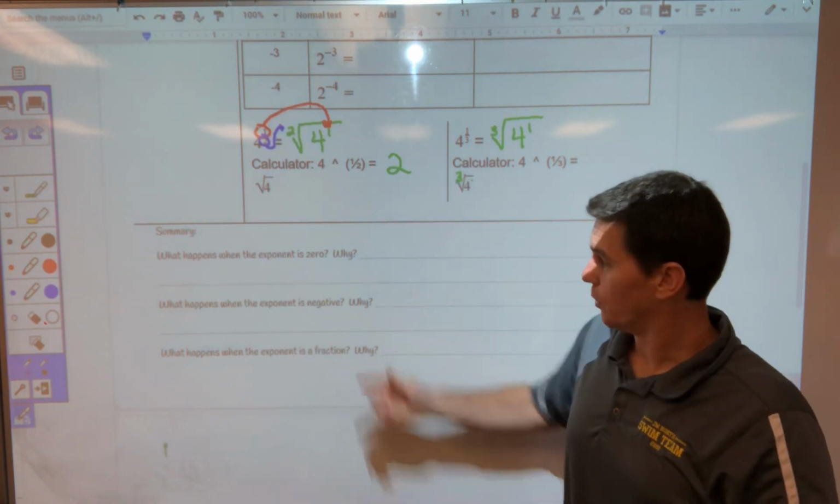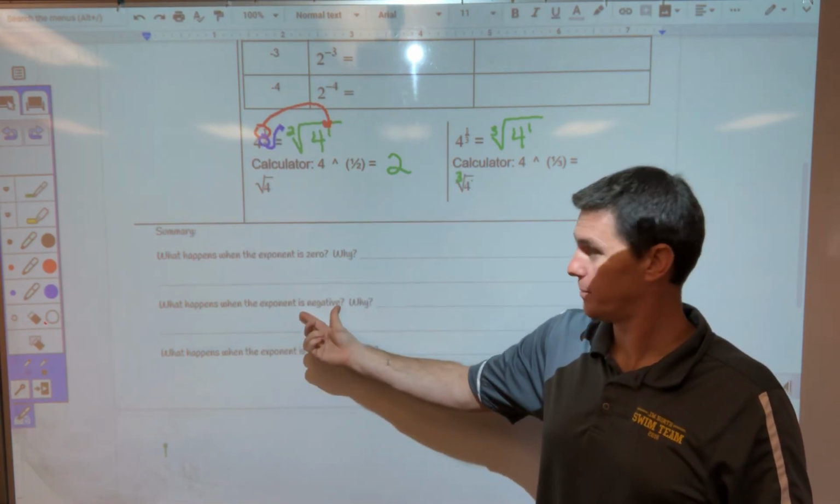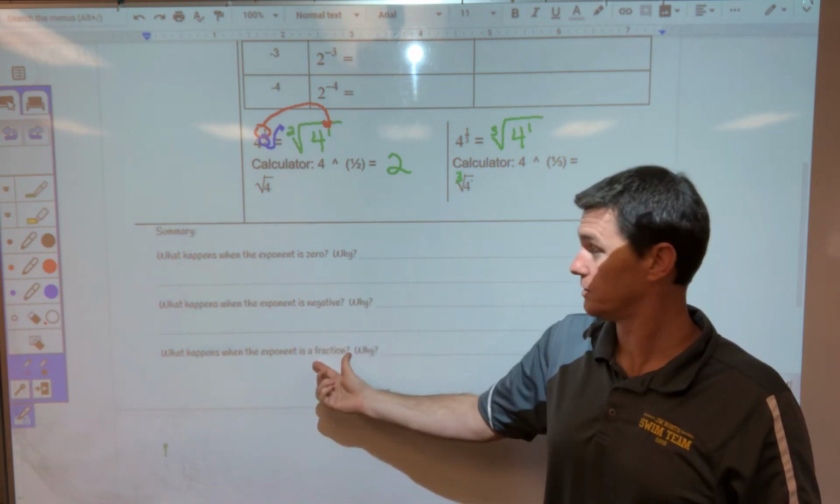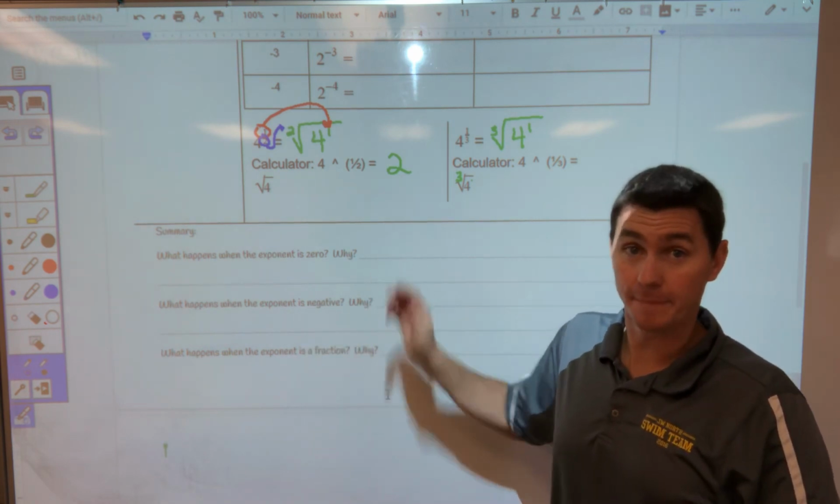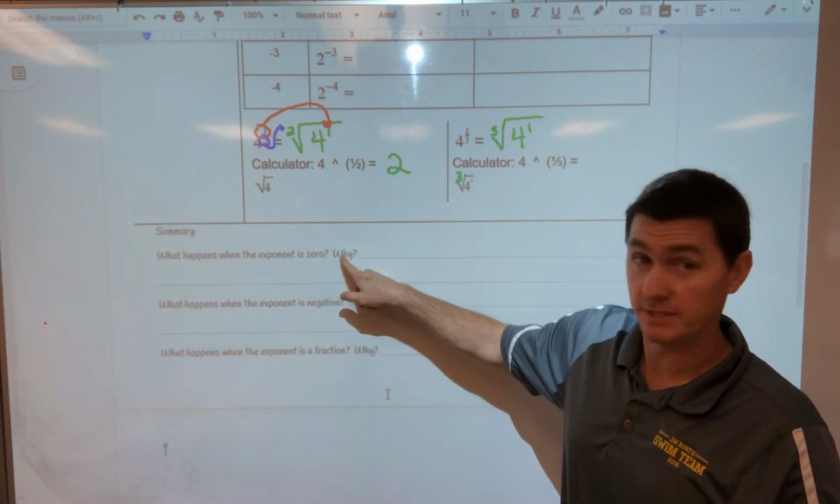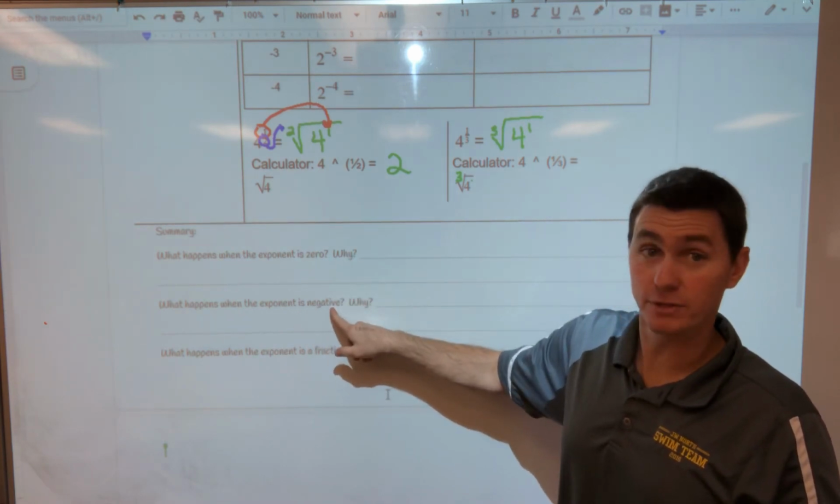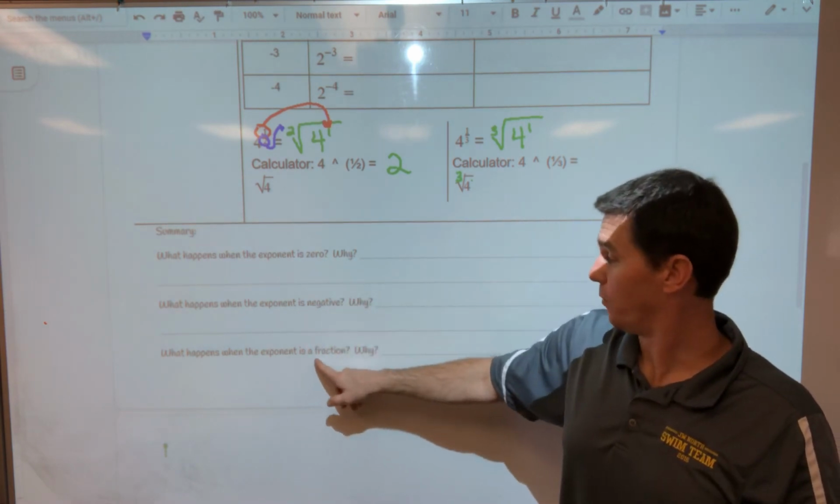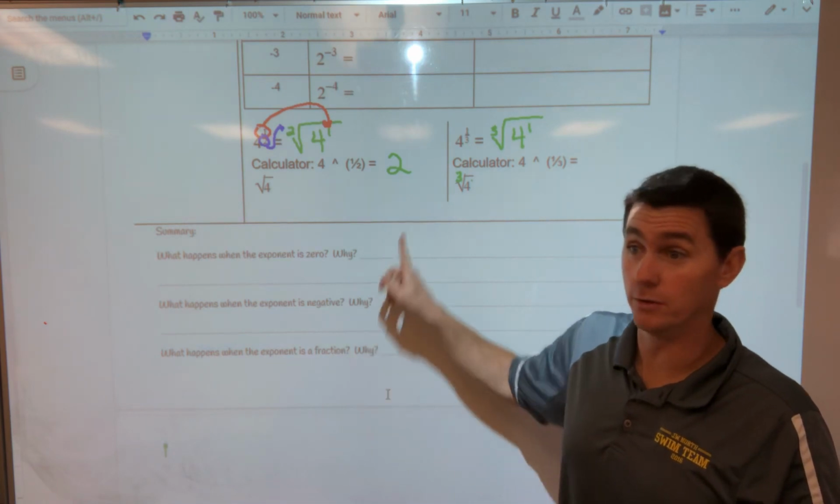All right. So what happens when the exponent is 0? What happens when the exponent is negative? And what happens when it's a fraction? We know that when it's 0, it's always equal to 1. When it's negative, we turn it into a fraction. And when it's a fractional exponent, we use roots.